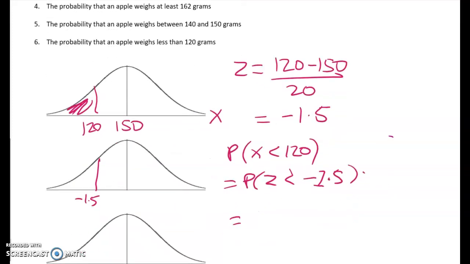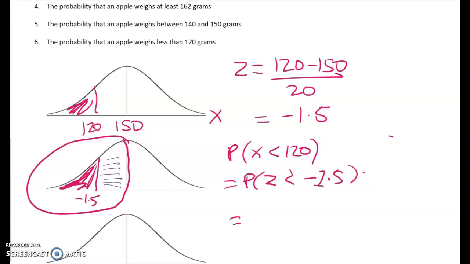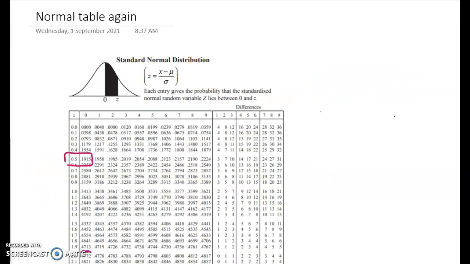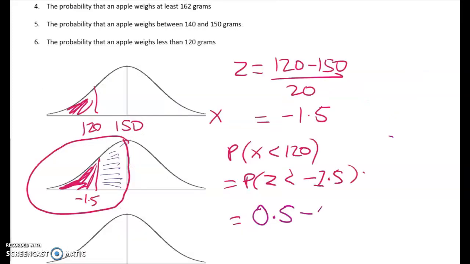So it's going to be equal to this. All of this side has an area of 0.5. We want this bit here. Unfortunately, the table gives me this bit here. So the last step of the calculation is to go, it's going to be 0.5 minus this number here, 0.4332, which gives me 0.0668.